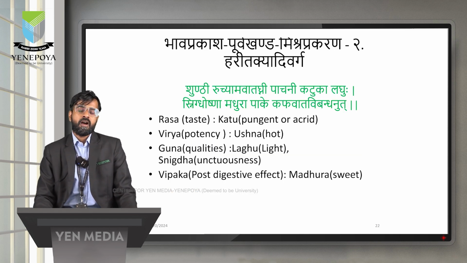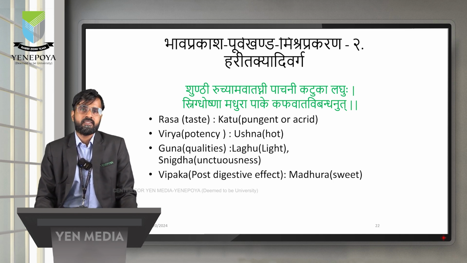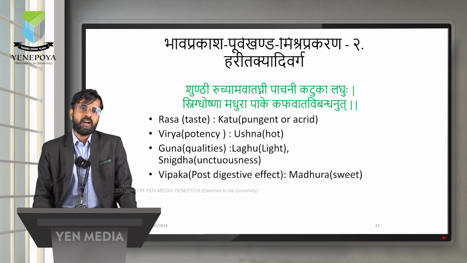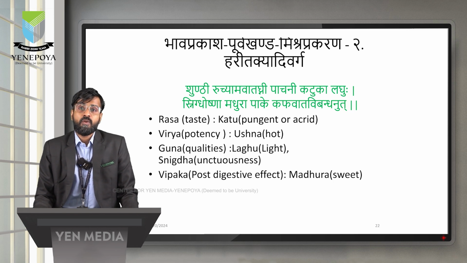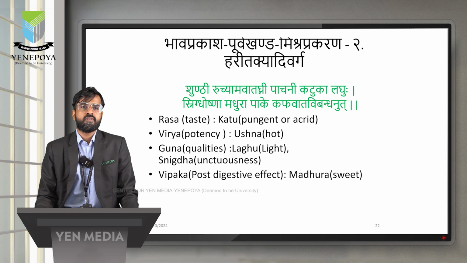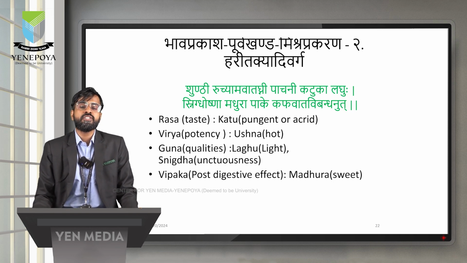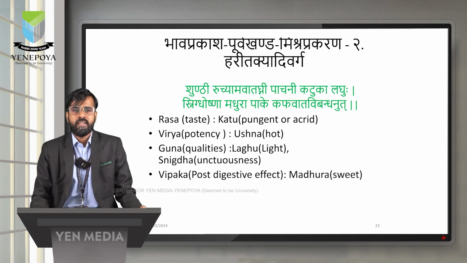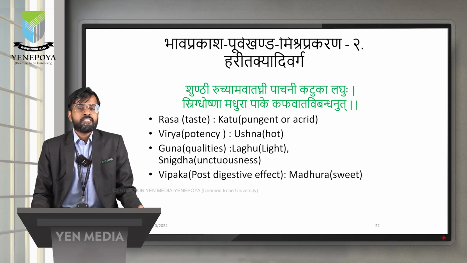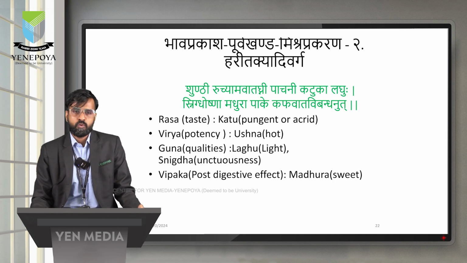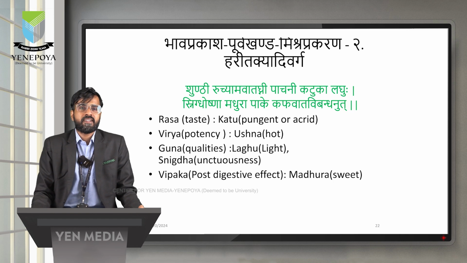Coming to the classical reference, Bhaprakash Nigandu, same varga, Haritakyadi varga: Shunti Ruchyama Shunti Ruchyamavathagni Pachani Katuka Laghu Snigdoshna Madhura Pako Kafavata Vibandanud. This is the explanation given for Shunti. Same for Ardraka, there is a beautiful reference mentioned in Haritakyadi Varga. Here the rasa, again, is acrid or katurasa, it is Ushnavirya, completely Ushnavirya, and the guna is a combination of Snigdha as well as Laghu. It is Snigdha as well as Laghu, and Madhura Vipaka, the post-digestive effect is Madhura. So this is the approach to the 3 drugs in our classics.